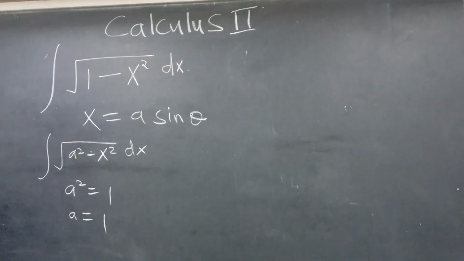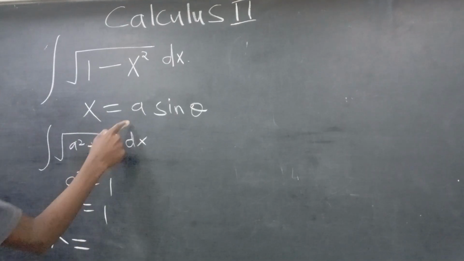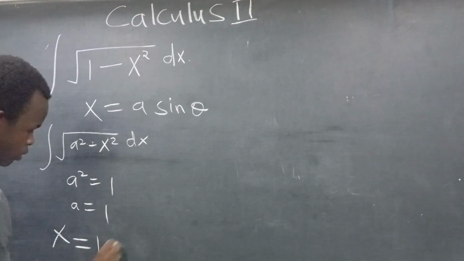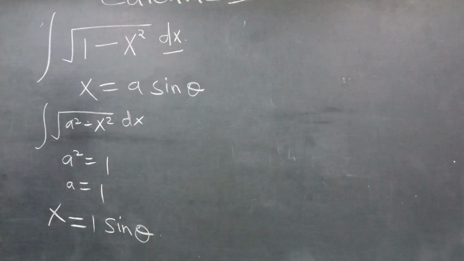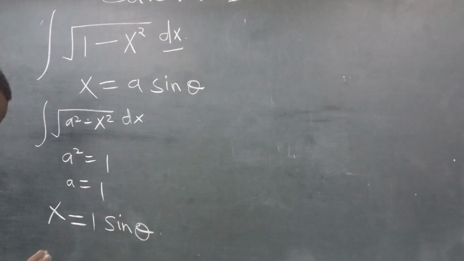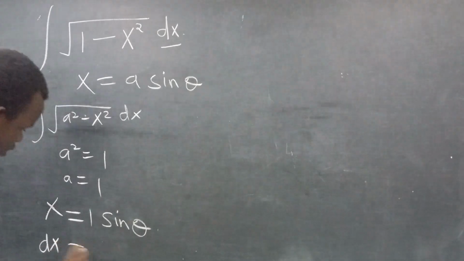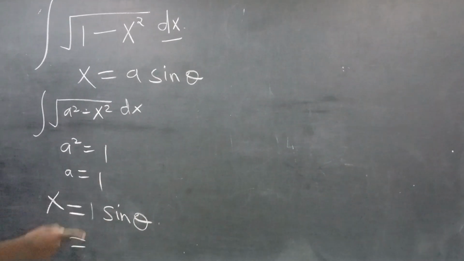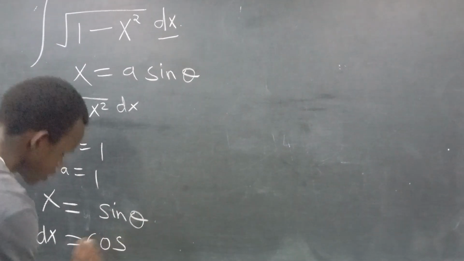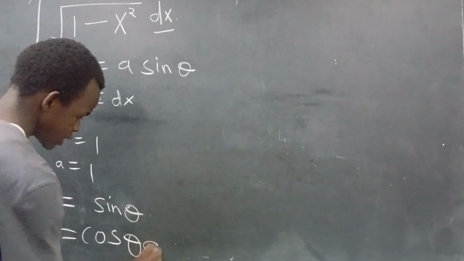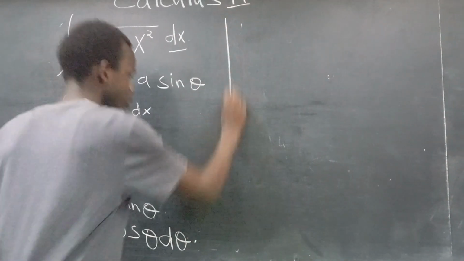From there, I'll substitute what will be my x. My a is 1, so x is just 1 sine of theta. Then I'll replace my dx. I'm differentiating x with respect to theta. This is just a constant, we usually don't write it. Differentiating sine, I'll get cos of theta, so it's dx equals cos theta d theta. Once you have done that, replace back into the integral.